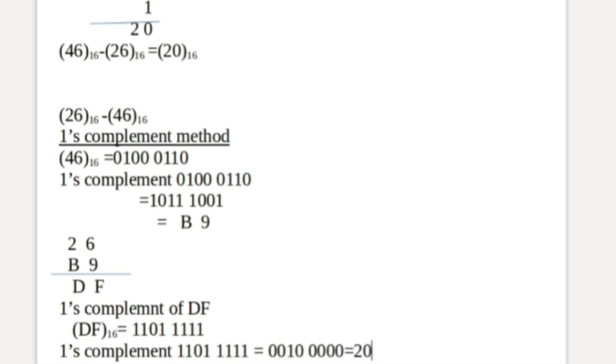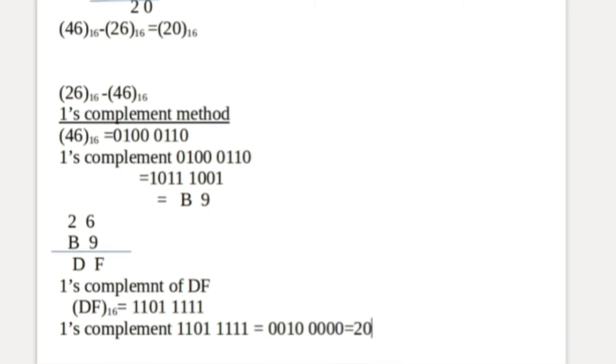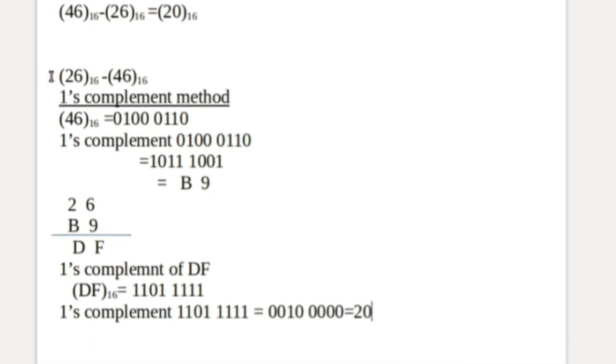That means the result is a negative number. Okay, result is a negative number, that is 26 base 16 minus 46 base 16 is equal to minus 20 base 16.